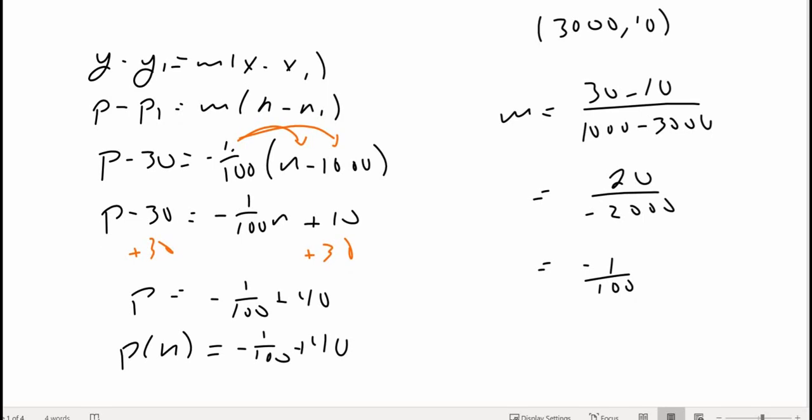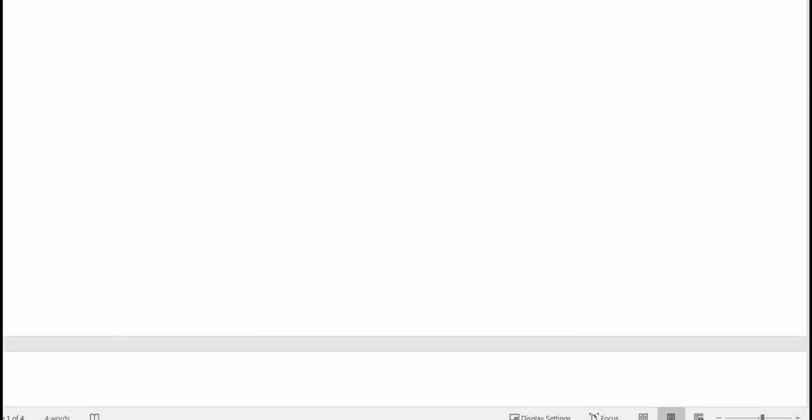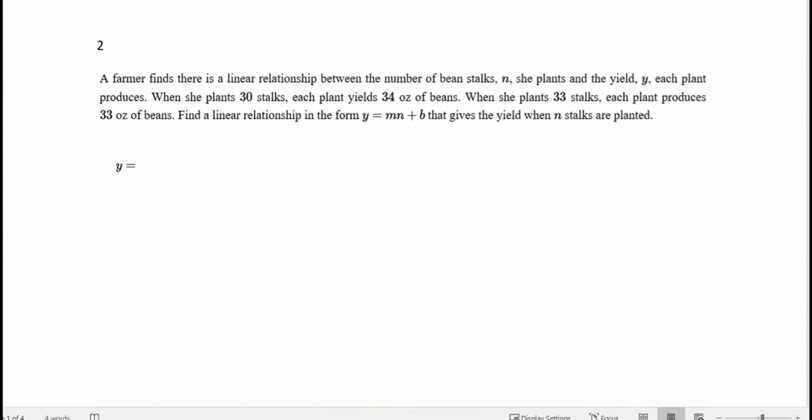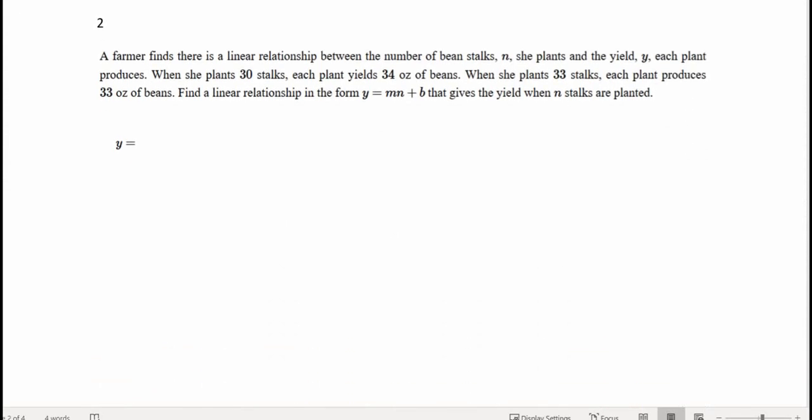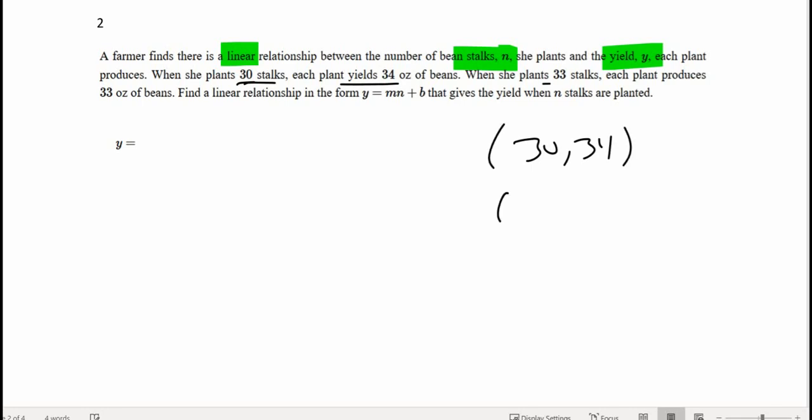Okay, now number 2 was another word problem. A farmer finds there's a linear relationship between the number of beanstalks, N, and the yield, Y. It's a linear relationship, so we're going to have Y in terms of N. When she plants 30 stalks, each yields 34 ounces. So that's the ordered pair 30, 34. When she plants 33, each produces 33 ounces.